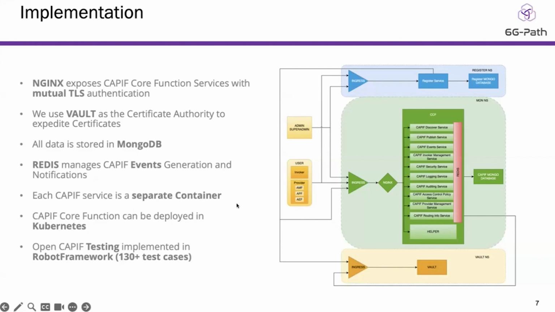On the other hand, the CAPIF core function can be deployed in Kubernetes, because by creating the services in Docker images, the next step is to deploy in Kubernetes. It is something easy, and we provide the Helm charts to do that. And also all the development is tested. Currently, we use Robot Framework and we have more than 130 test cases to ensure all the functionality is working as we expect.